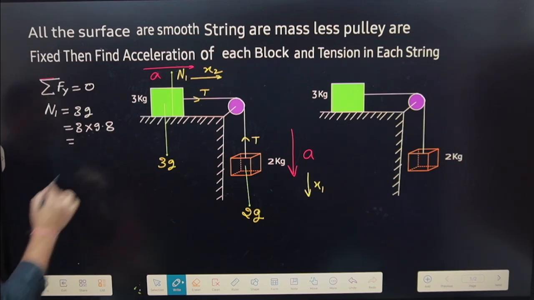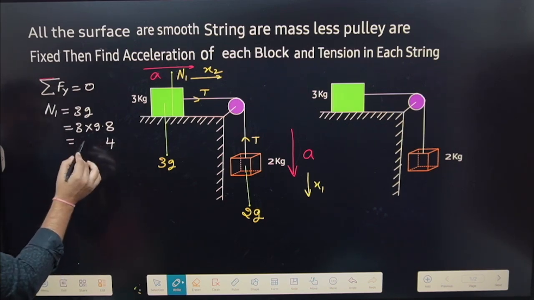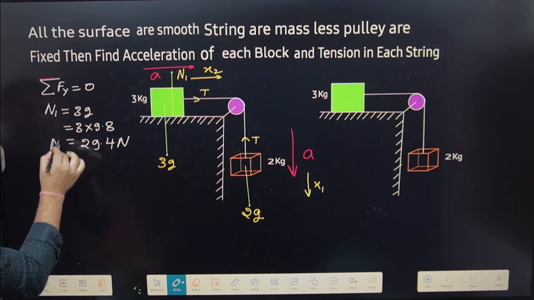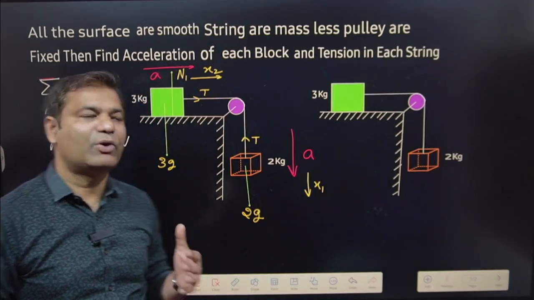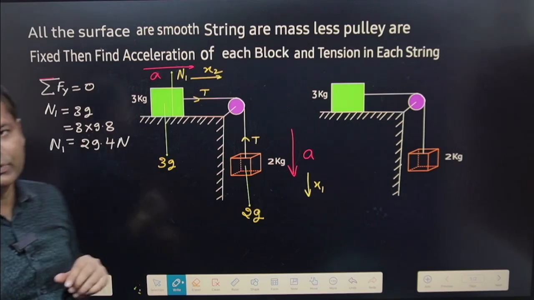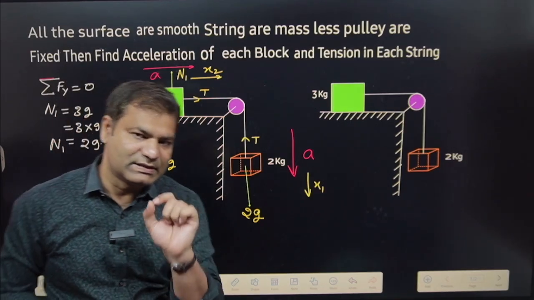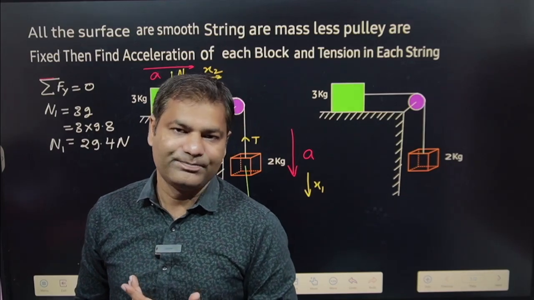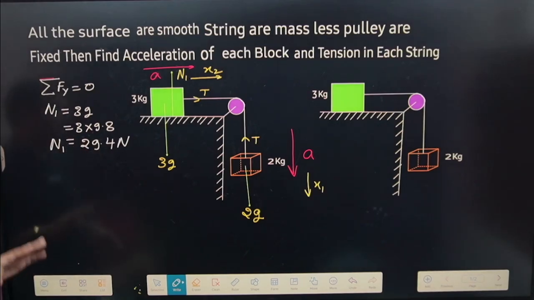3 into 9.8, that is 29.4 Newton. So the normal force applied by the surface on the 3 kg block is 29.4 Newton if you consider g equal to 9.8. If you consider g equal to 10, then that value is 30 Newton. Okay, now next.